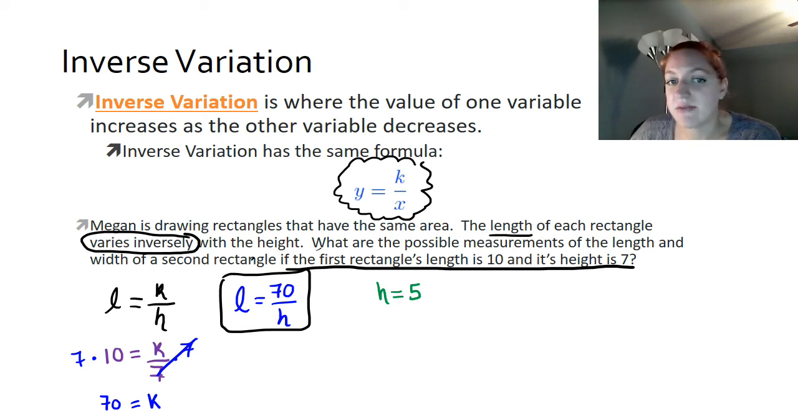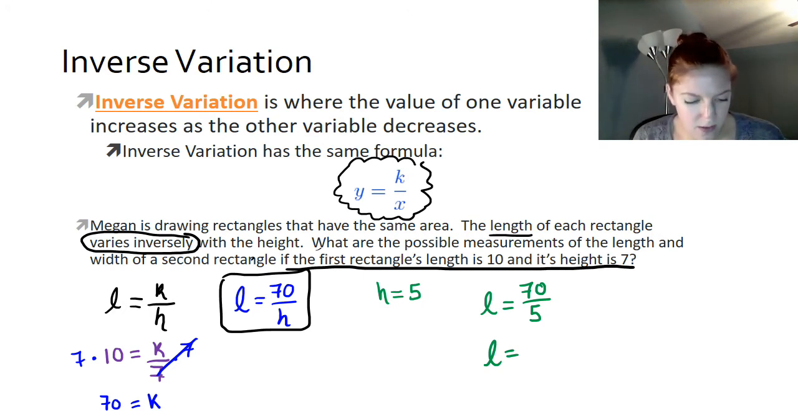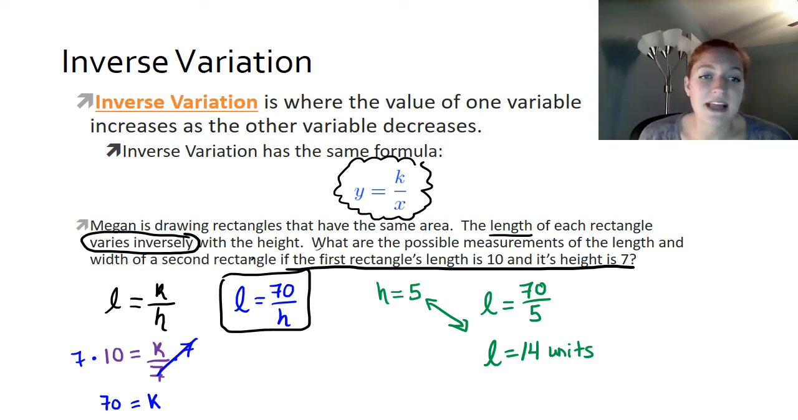Okay, so if I make the height 5, that's going to say what for the length? Well, let's plug it into our formula and see. That means the length would be 70 divided by 5, which gives me 14. Oh, there's no units on here, so I could just write units, whatever the units are. So that would be one example of a rectangle where the height is 5 and the length is 14. You could come up with another one, make the height 70. I don't care. Then the length would only be 1, really teeny tiny. So come up with a couple other ones. Try this problem out on your own.